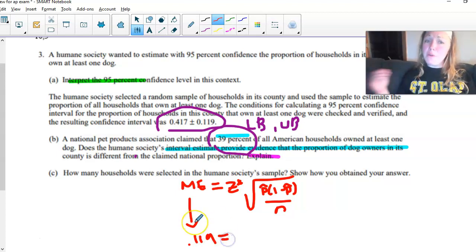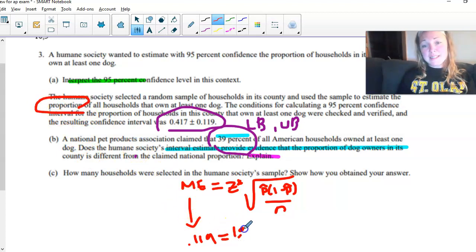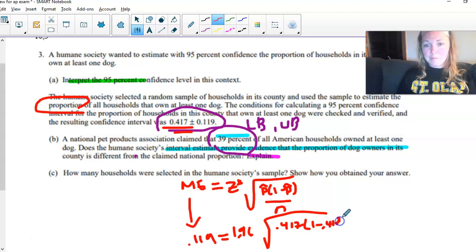We know what the Z star is, and we know we're using Z. Why? Because we're talking about proportions. Okay, so we know Z star is 1.96, and we actually know our statistic. That's 0.417 right there. Okay, so we take 0.417 times 1 minus 0.417. And we have our n, and now we're going to use algebra and solve for n. Remember, please always round up.